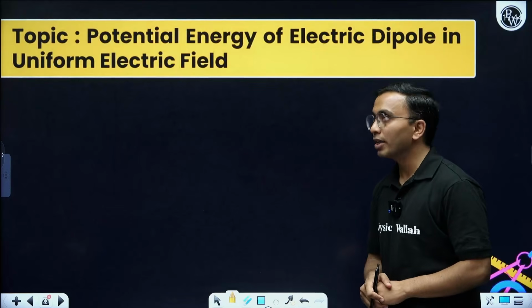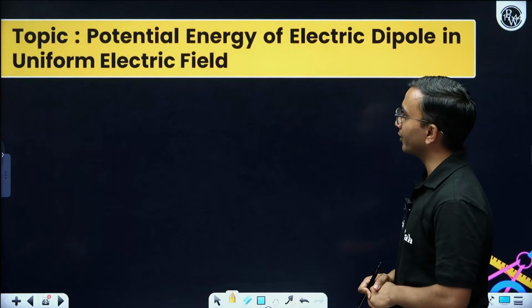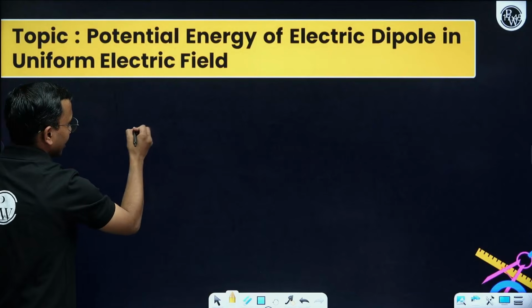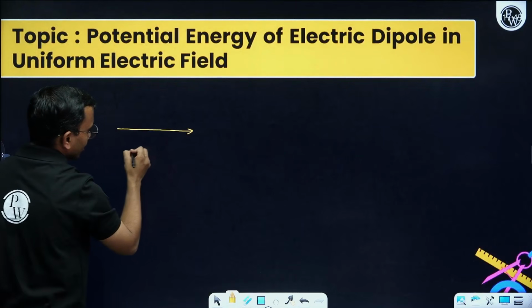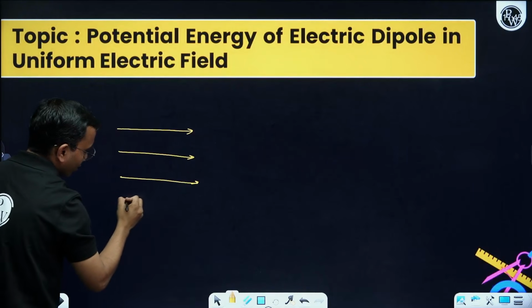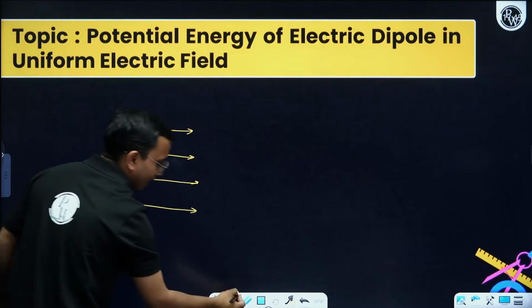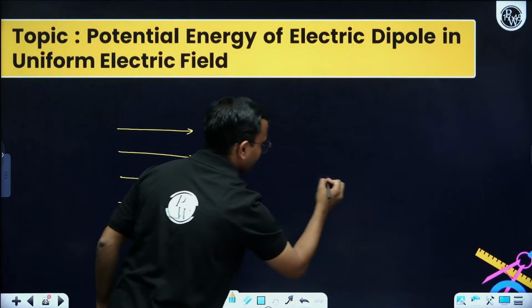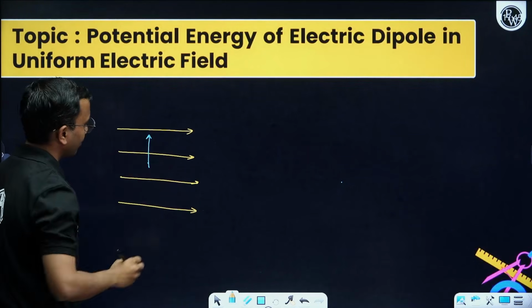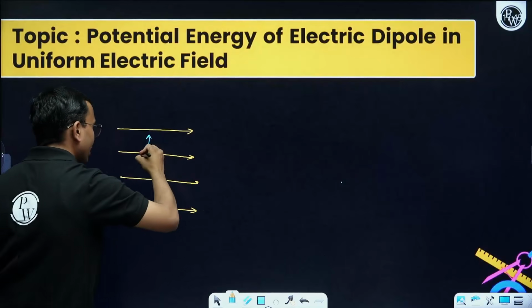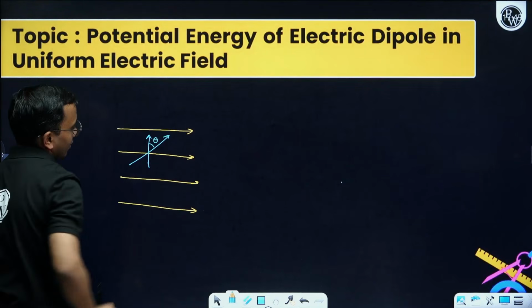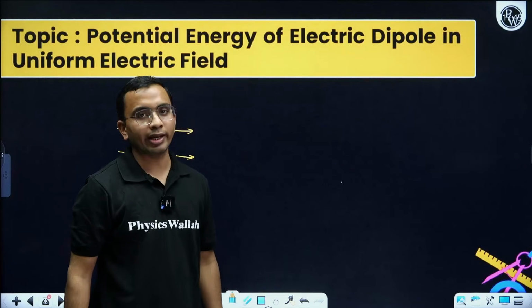Now next is potential energy of electric dipole in uniform electric field. How to find potential energy? Let us take again this is the uniform electric field. I am taking a dipole initially like this, and I am rotating it slowly and rotated it by an angle theta, and I'll ask you how much work I did in rotation.